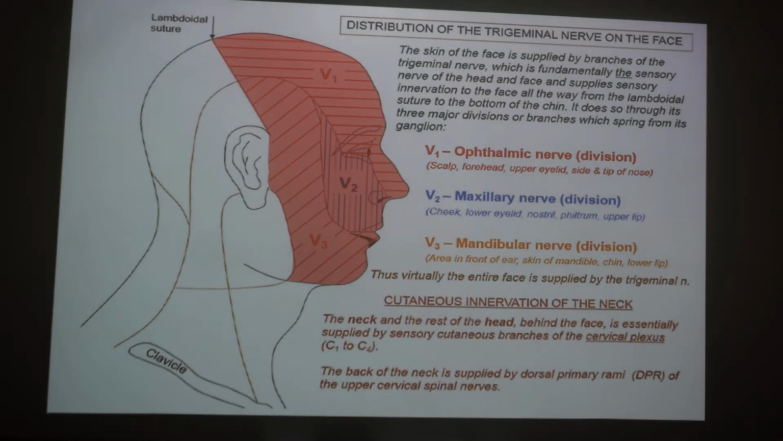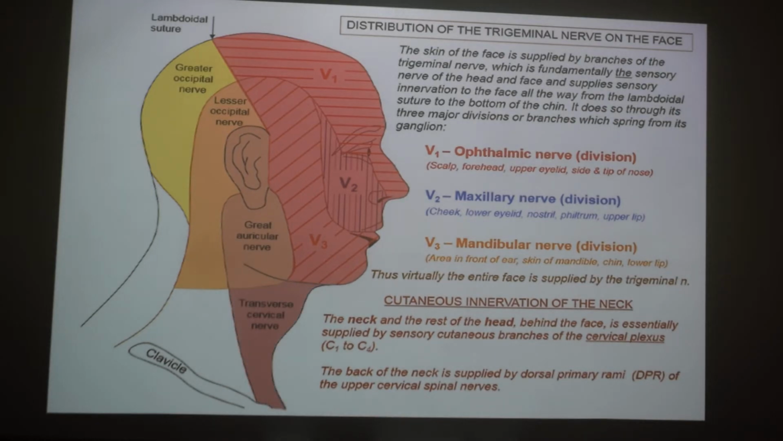The cutaneous innervation of the neck is supplied by the cervical plexus from C1 to C4. The back of the neck is supplied by the dorsal primary rami of the upper cervical spinal nerves. So this area is supplied by the greater occipital nerve. This area is supplied by the lesser occipital nerve. This area is supplied by the greater auricular nerve. This area is supplied by the transverse cervical nerve. This area is supplied by the supraclavicular nerve. And this area is supplied by the dorsal primary rami of the cervical plexus.